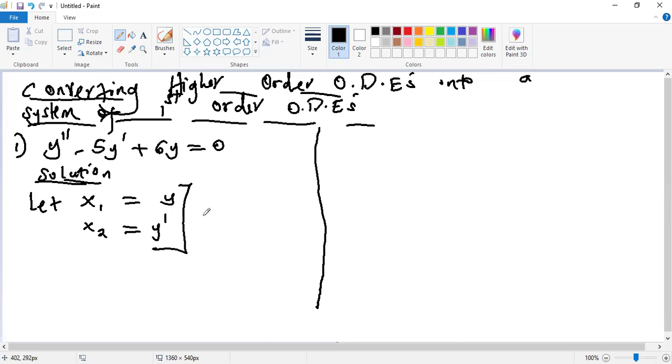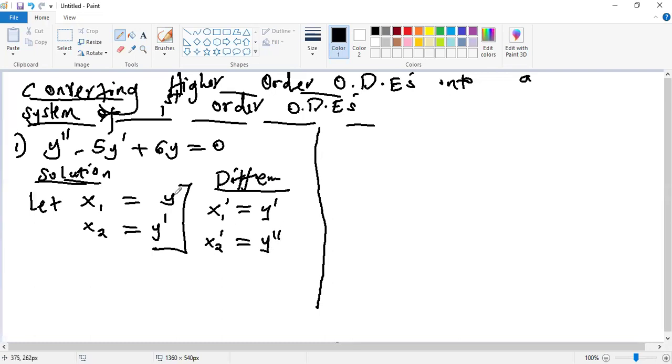Now, the next thing that I'm going to do is differentiate on both sides. So differentiating, what do I get? If you differentiate x1, you get x1 prime. You differentiate y, you get y prime. You differentiate x2, you get x2 prime. You differentiate y prime, you get y double prime.